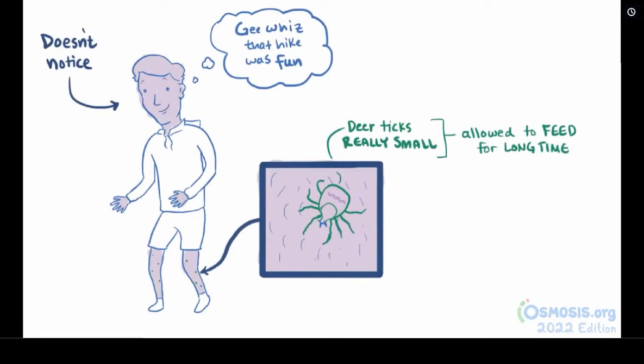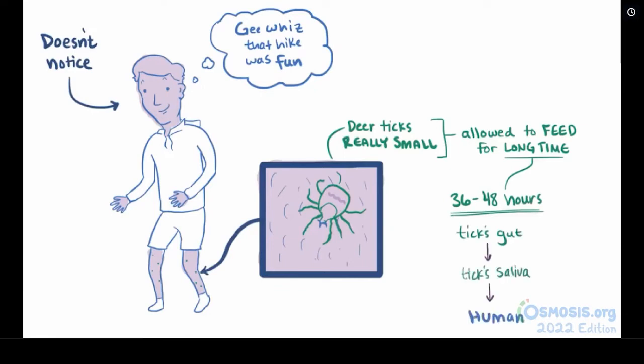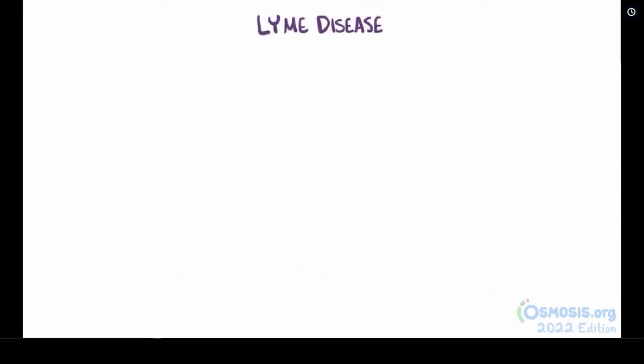This means that they can be allowed to feed for long periods of time, thus allowing the tick to transmit the disease. The Borrelia bacteria are transmitted within the saliva of the tick as it's feeding, and it typically takes about 36 to 48 hours of attachment time for the bacterium to move from the tick's gut into the saliva and into the human. If Borrelia infects a human, it causes disease in 3 stages.